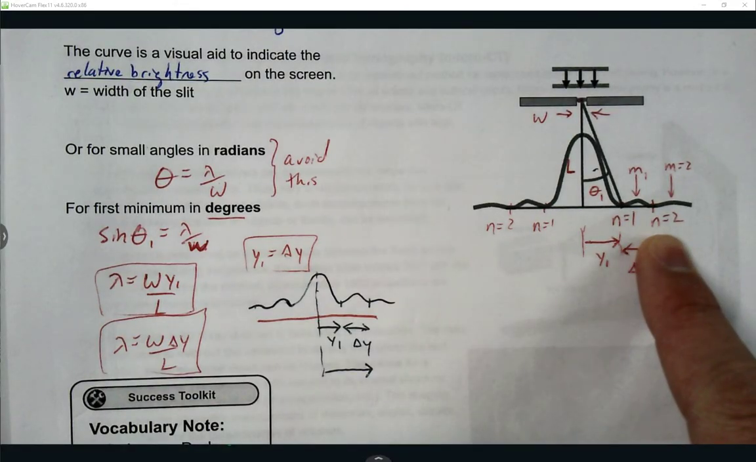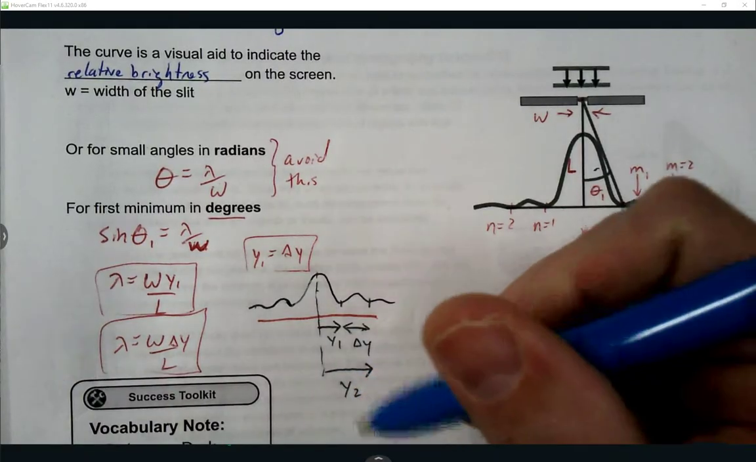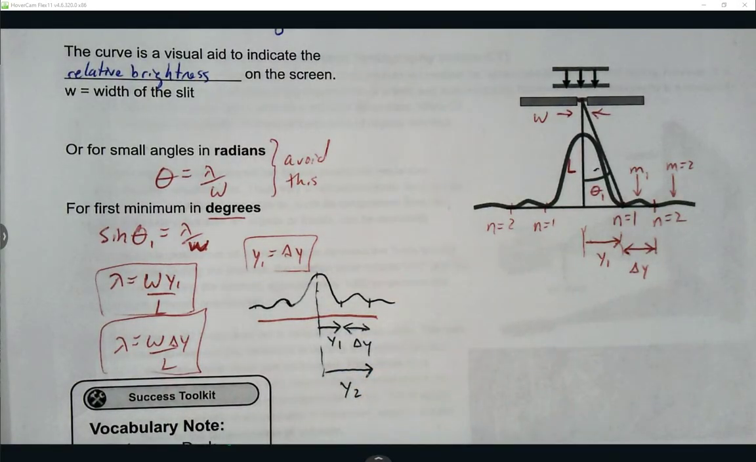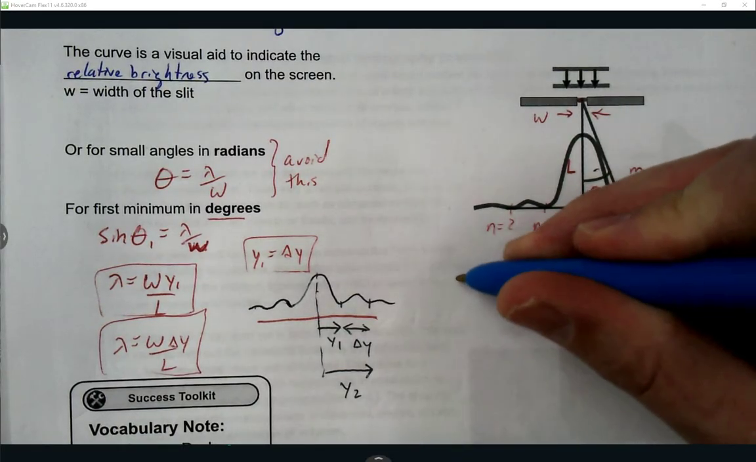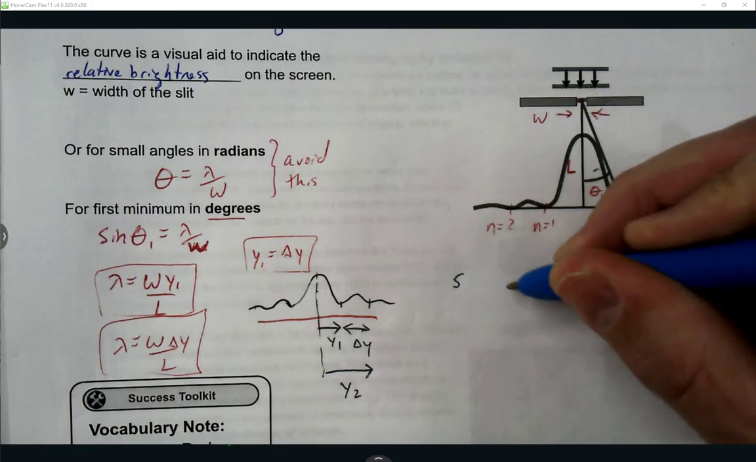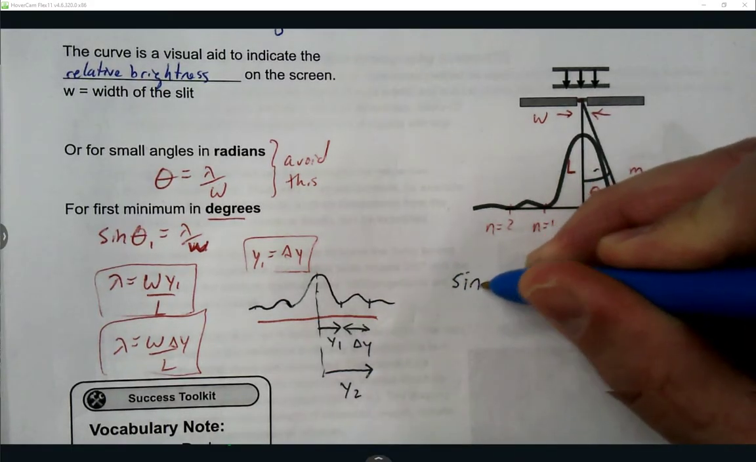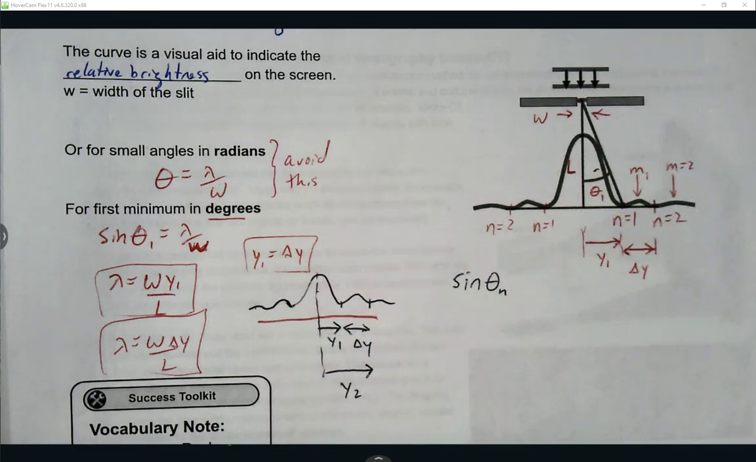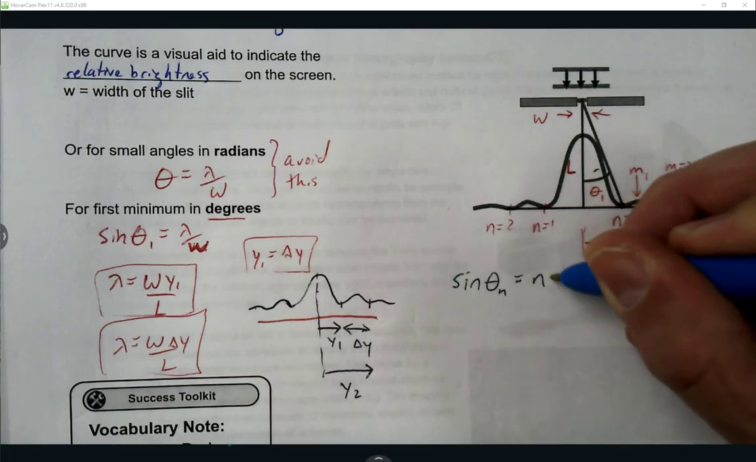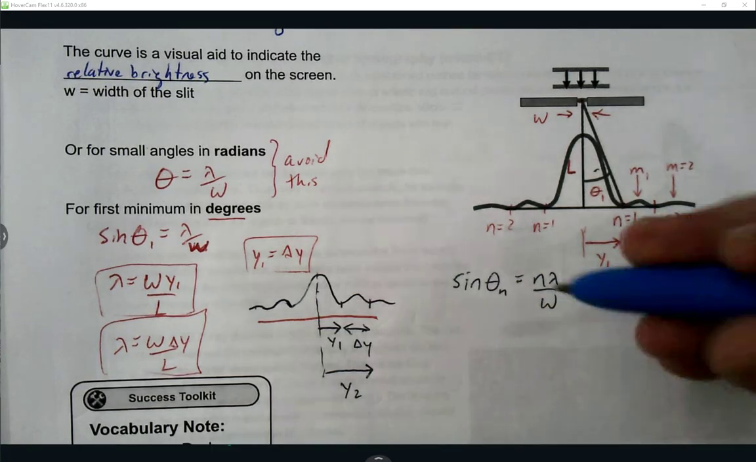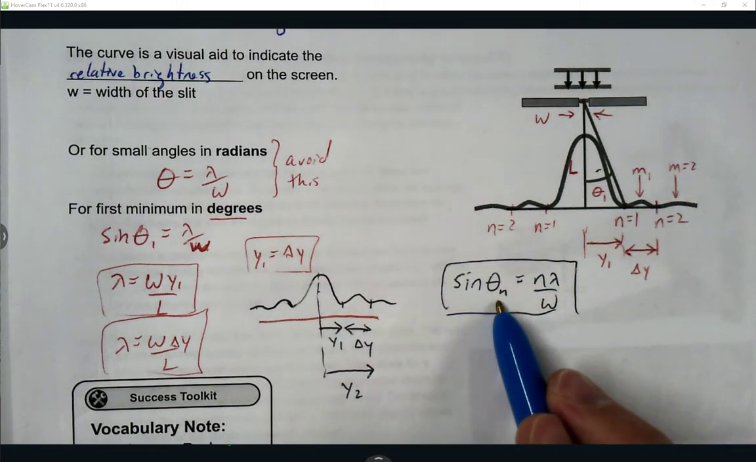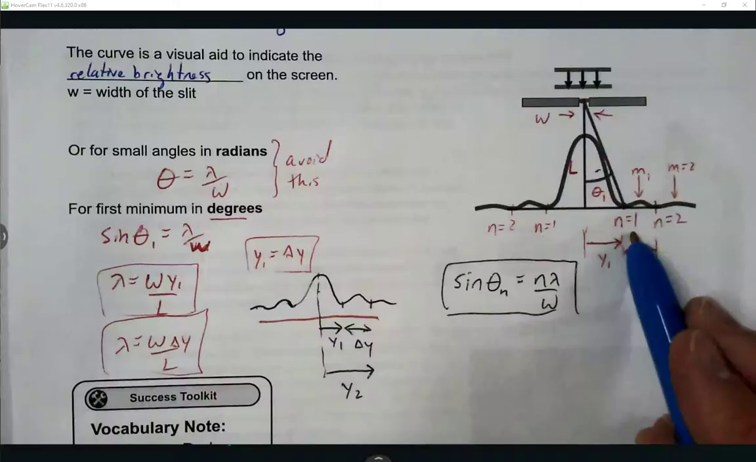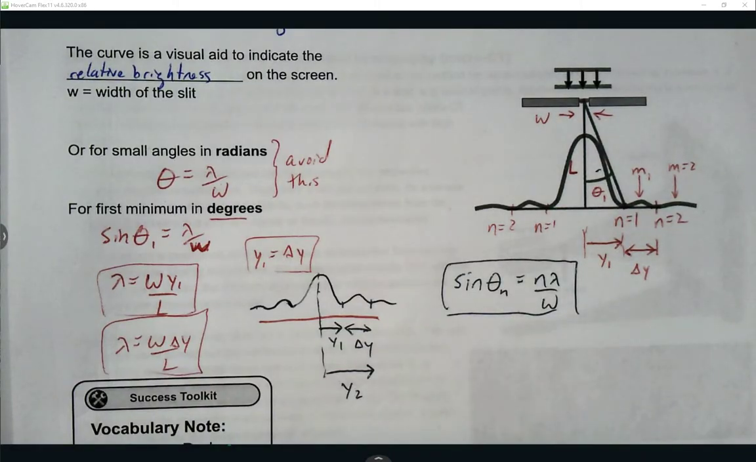Y2? Call Y2. Okay? All right. So with that in mind, I want to say, oh, okay, well then there must be some integer multiple thing going on here. Sine theta n, where n is the dark spot that we're talking about as an index, is equal to n times lambda over w. In other words, the theta value that corresponds to the n1 or the n2 could be calculated using this equation.